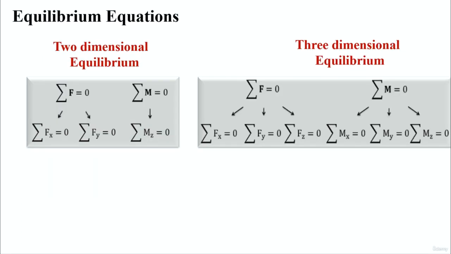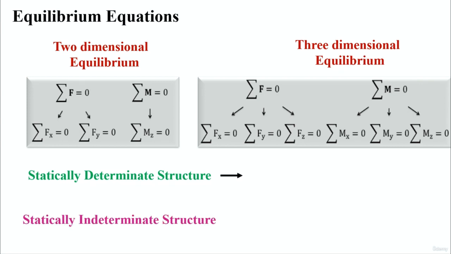To analyze a plane structure or two-dimensional structure, we use two-dimensional equilibrium equations. To analyze a space structure or three-dimensional structure, we use three-dimensional equilibrium equations. Now, the query will come to you all: can all the structures be analyzed by using these two-dimensional and three-dimensional equilibrium equations? The answer is no. We cannot analyze all structures using these equations. Let me tell you, there are two types of structures. One is statically determinate structure and another one is statically indeterminate.